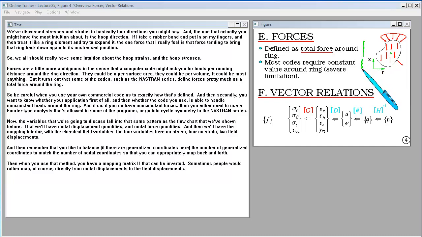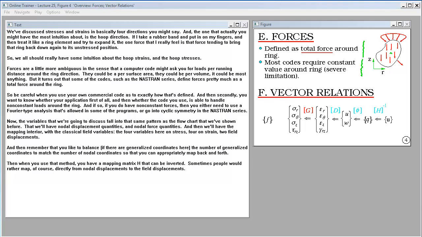And then secondly, you want to know whether your application, first of all, and then whether the code you use, is able to handle non-constant loads around the ring. And if you do have non-constant forces, then you either need to use a Fourier-type analysis that's allowed in some of the programs, or go into cyclic symmetry in the Nastran series.